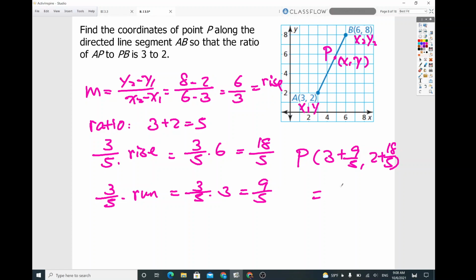So 3 plus 9 over 5: 3 is 15 over 5, plus 9 over 5, that'll be 24 over 5. And then 2 plus 18 over 5: 2 is written as 10 over 5, plus 18 over 5, that'll be 28 over 5. You can convert it to a mixed number, or you can just leave it as an improper fraction. Okay, so point P is those fractions.